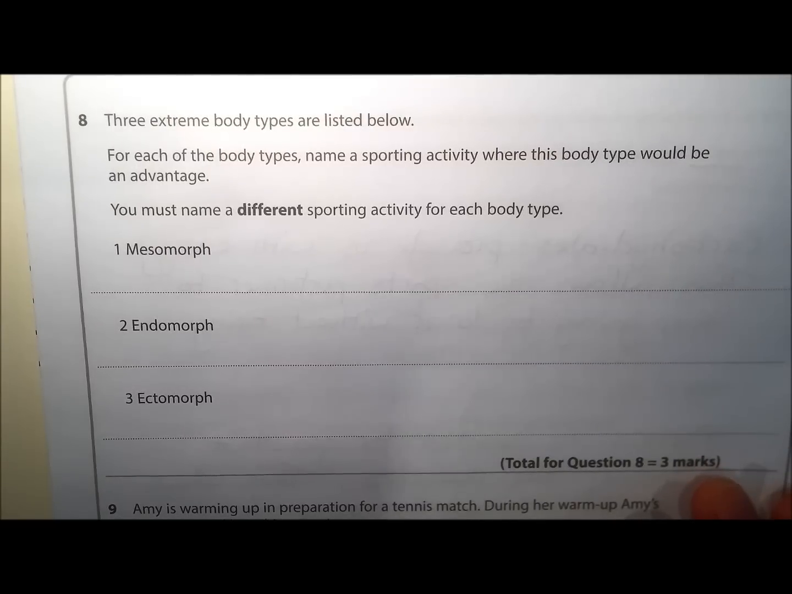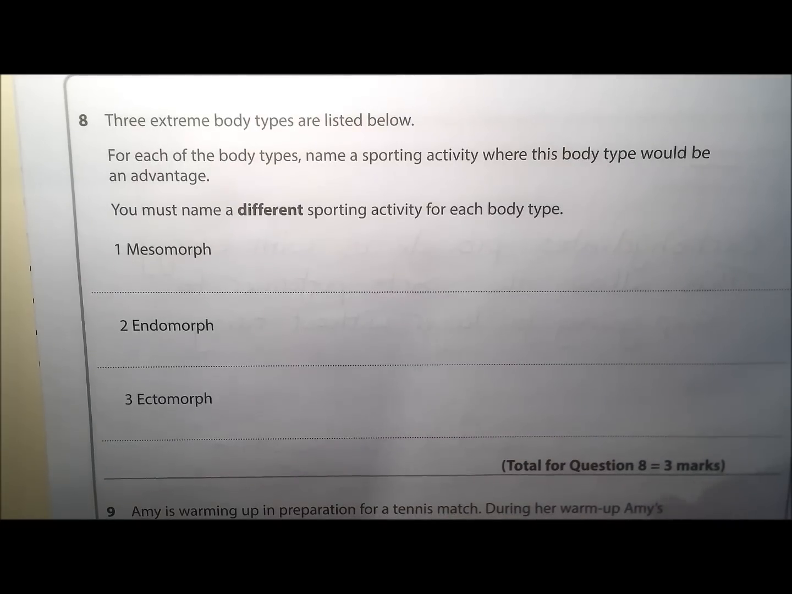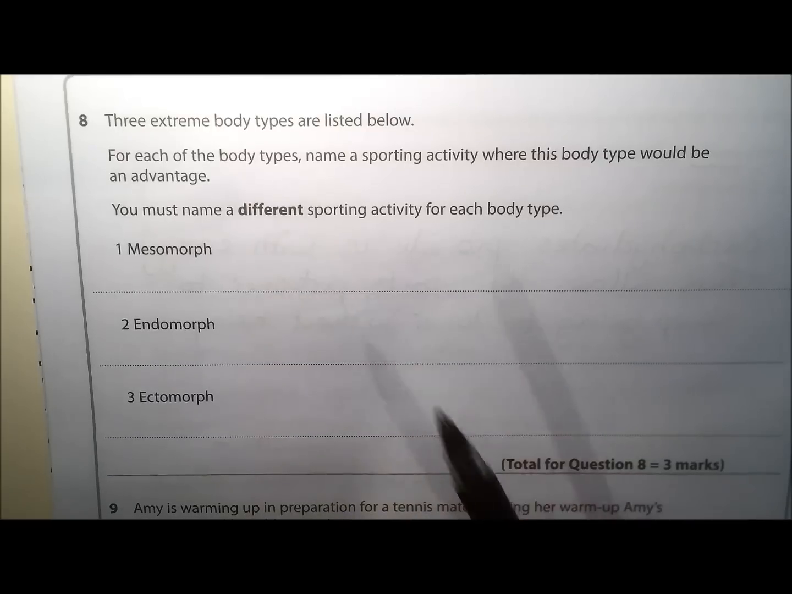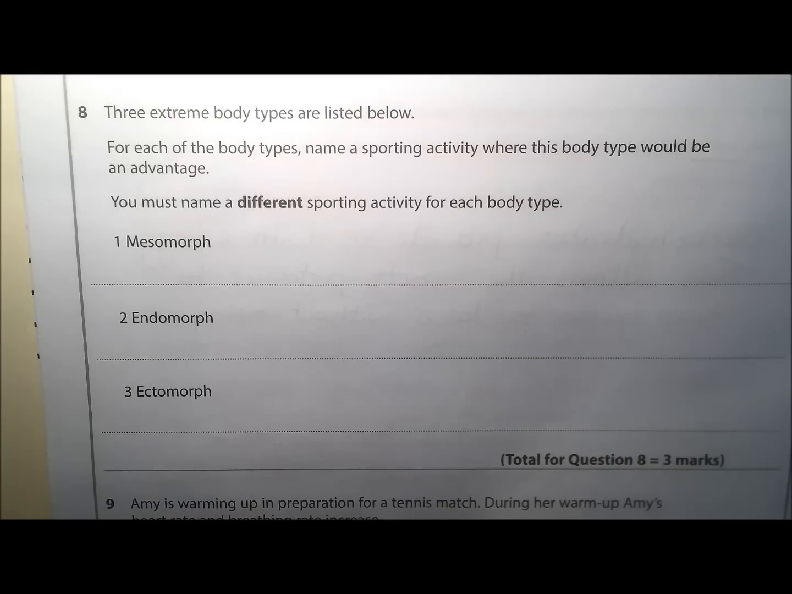Question 8. Three extreme body types are listed below. For each of the body types, name a sporting activity where this body type would be an advantage. You must name a different sporting activity for each body type. For this question, it's best to go with the more obvious answers and sports examples.